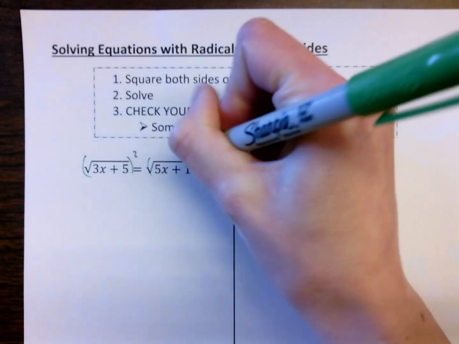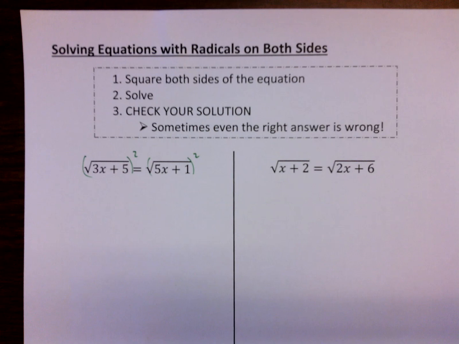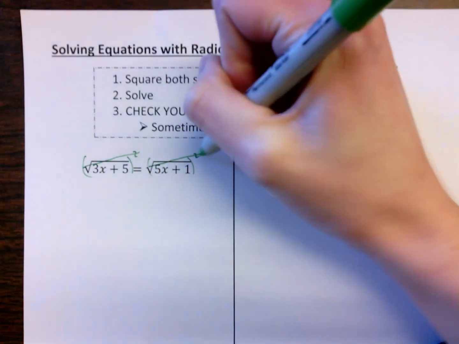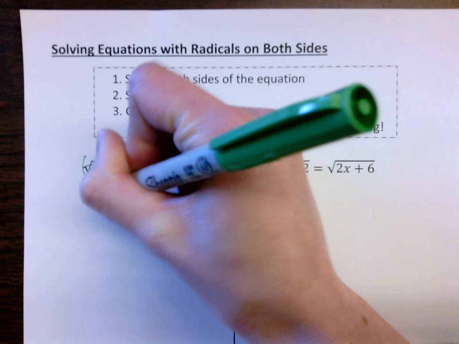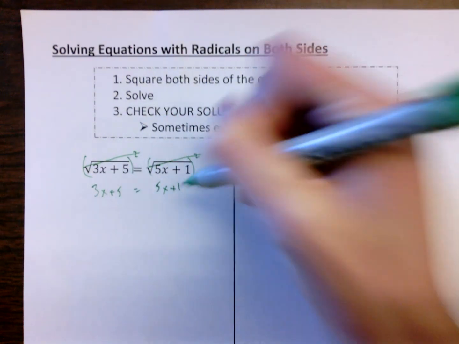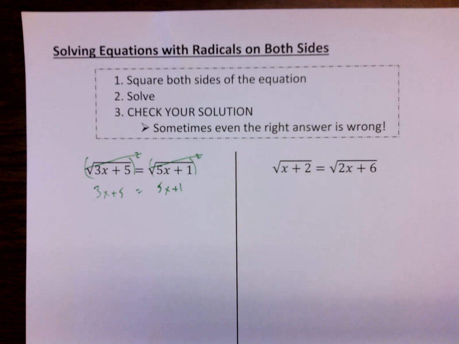So step one, I'm squaring both sides of the equation. Now squaring and square rooting cancel each other out, right? So this is going to cancel and that's going to cancel. And I'm going to be left with just 3x plus 5 and then 5x plus 1. The squaring and square rooting cancel each other out. Okay, and now we're just going to solve this like a regular equation.